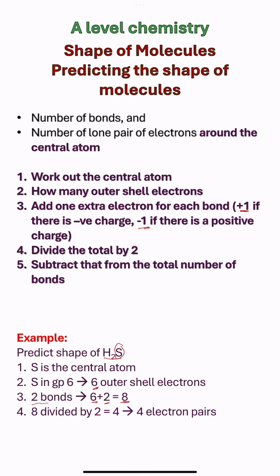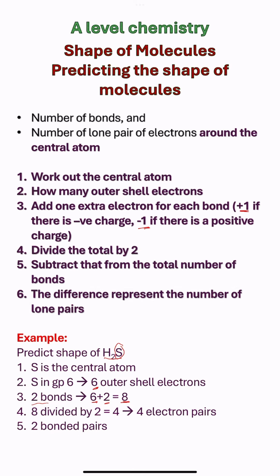And then subtract the number of bonds from the number of electron pairs. So 4 take away 2, which is the number of bonds. So we have 2 bonded pairs, and that will give us the number of lone pairs. So now we have 2 bonded pairs for H2S and 2 lone pairs. So the shape is going to be bent.